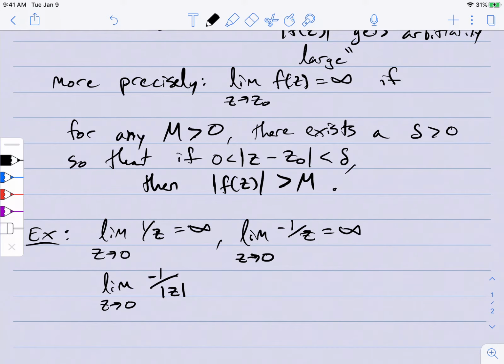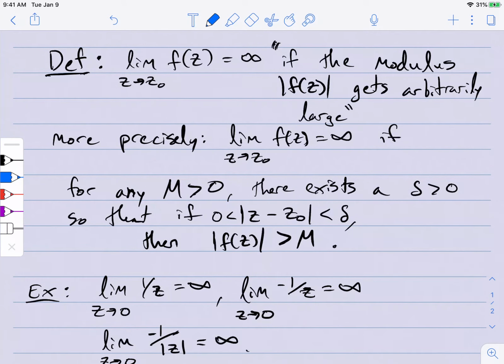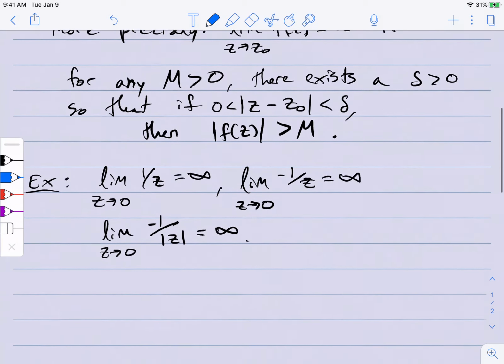So this is always a negative number, but its size is getting larger and larger as z gets closer to 0. So this limit's also infinity. So those are just some examples. Okay, so that's one new limit definition involving infinity.